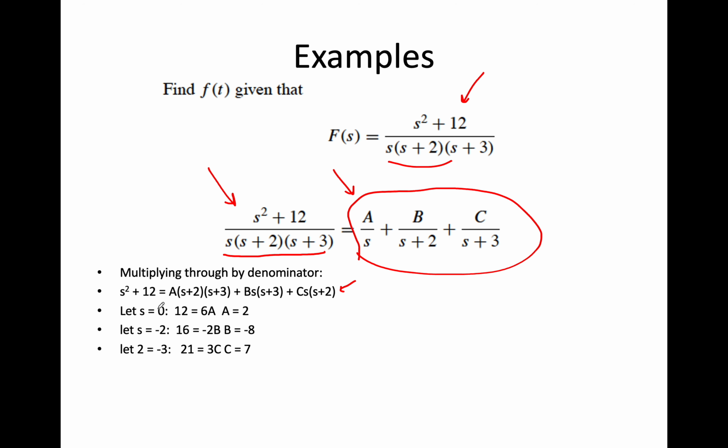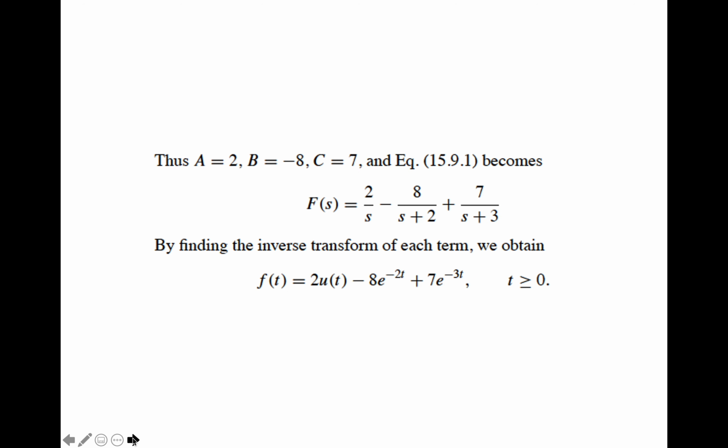So if we let s equal 0, then you can see these last two terms cancel out. It's very easy to solve for a. If we let s equal minus 2, it's very easy to solve for b. If we let s equal minus 3, sorry, it looks like this needs to be an s. If we let s equal minus 3, then c is equal to 7. Then you substitute for a, b, and c, and it looks like this.